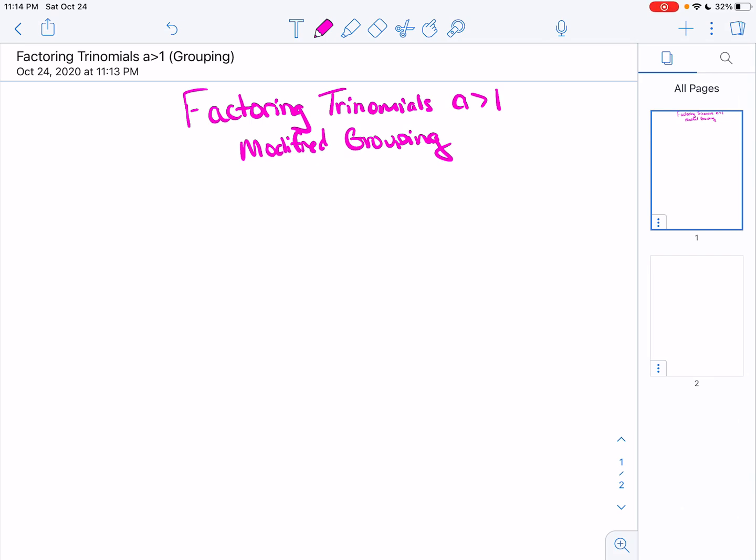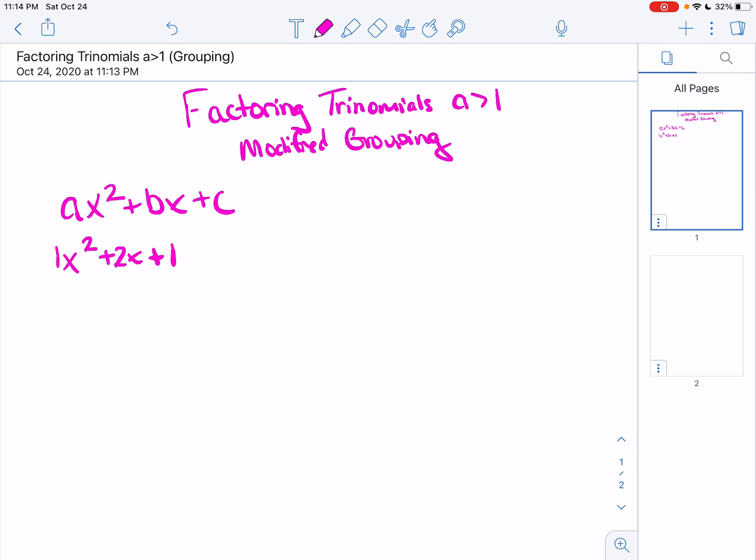Hey everyone, in this video we're going to talk about factoring trinomials when a is greater than 1. So this is like a modified grouping. If you remember from our previous videos, the general form of a quadratic is ax squared plus bx plus c. We've seen situations before already where we have something like x squared plus 2x plus 1, where the coefficient of x squared is 1.